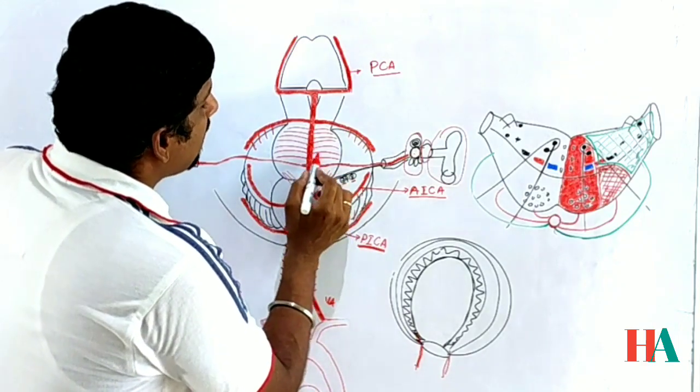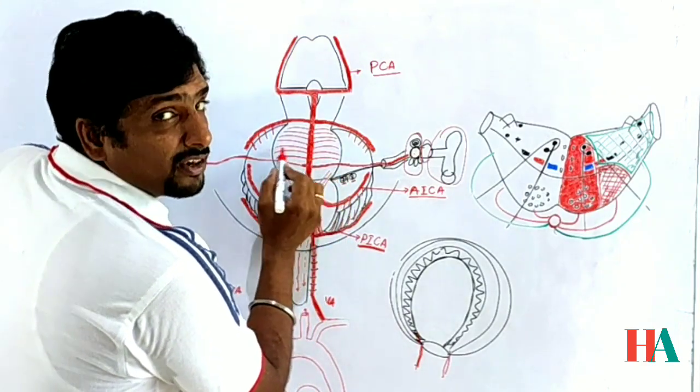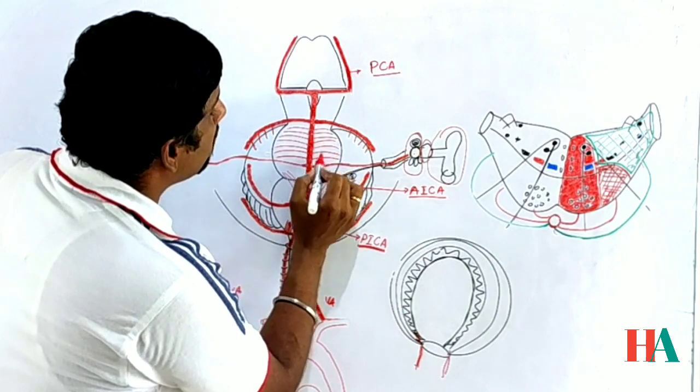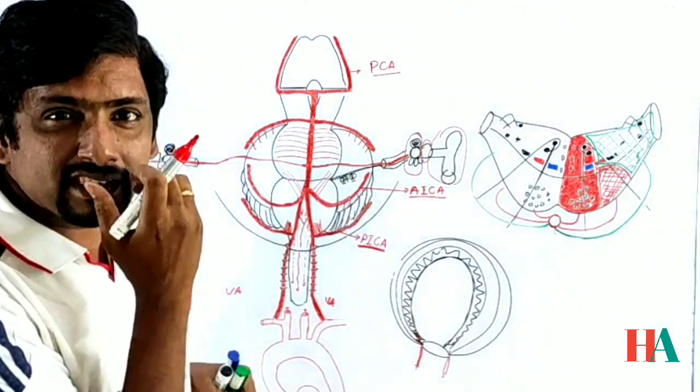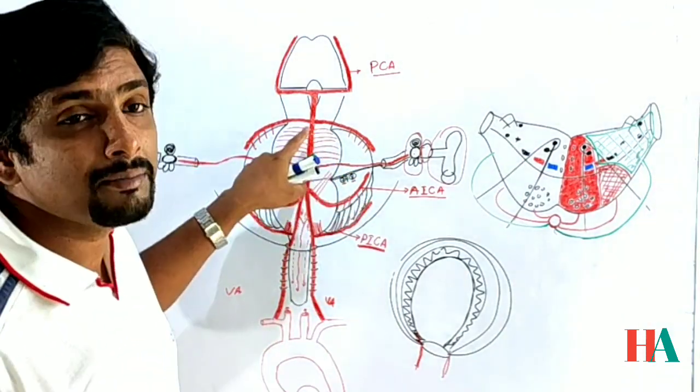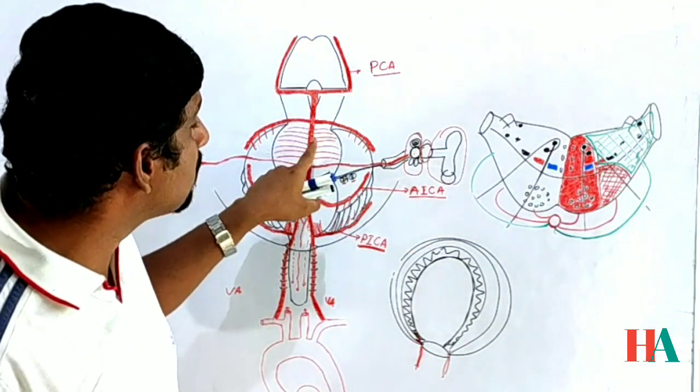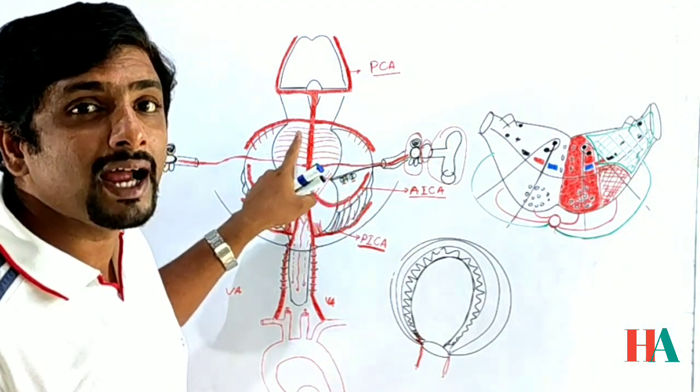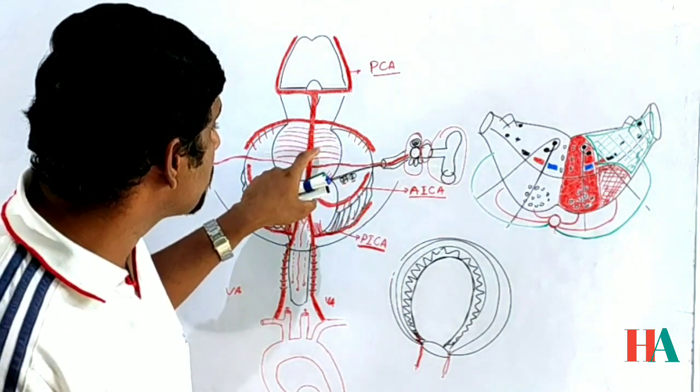After that, on both sides of the anterior surface, we will see that there are many short branches. These are the branches of the basilar artery which are going to supply almost from the anterior side to the lateral side of the pons.